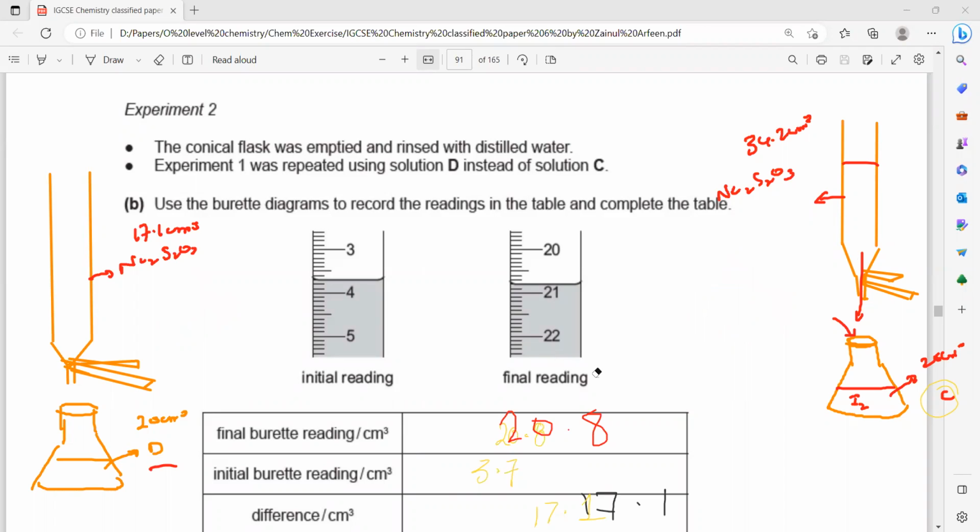Yeah, 1:2, because the volume ratio is 1:2. Or you can also say 2:1 here: for experiment 1, the volume needed is twice as compared to experiment 2. So it means the concentration in experiment 1 was twice as compared to experiment 2. That also you can mention.